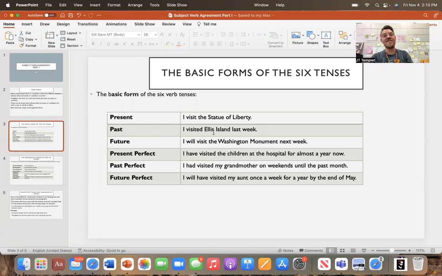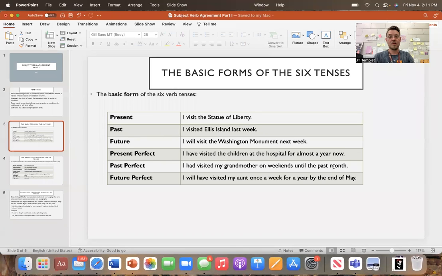The past tense, I visited Ellis Island last week. Compared to past perfect, I had visited my grandmother on weekends until the past month. Meaning that it stopped. I can revisit Ellis Island again, maybe, but by what I'm saying, I may not be visiting my grandmother again. Maybe she doesn't need to visit. Maybe she stopped liking me. Who knows?